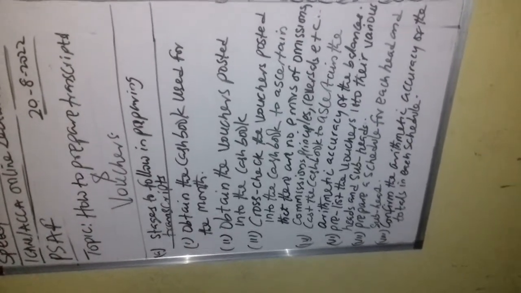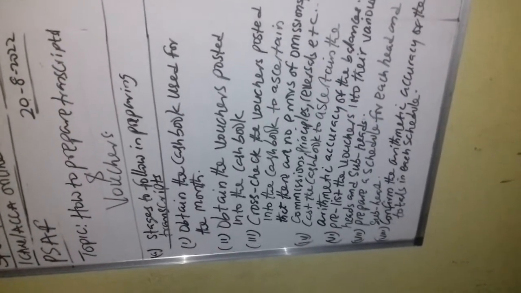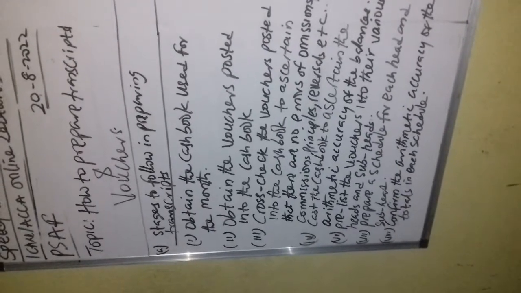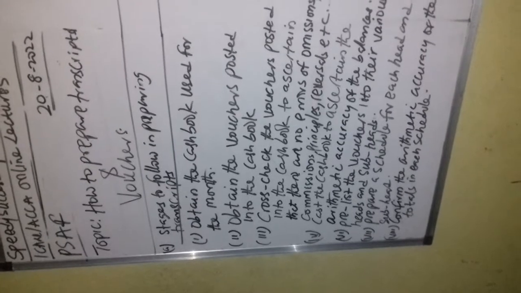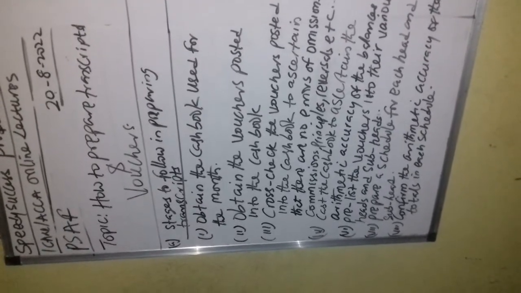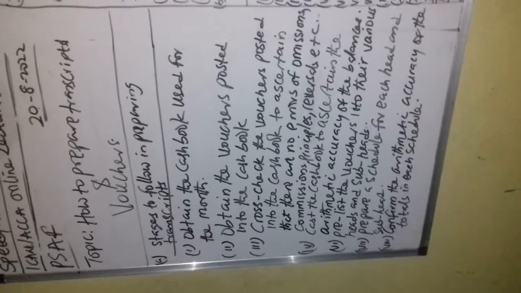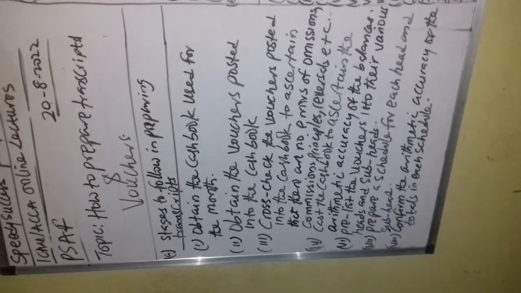Next is that we pre-list the vouchers and ensure that a schedule is prepared using the head and subhead. When we say head and subhead in government accounting, we mean the department or the object in accounting, or the item that is responsible for the cost altogether. Then confirm the accuracy of the schedules that you have made. Let's take the next steps.